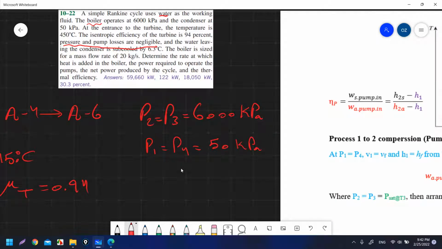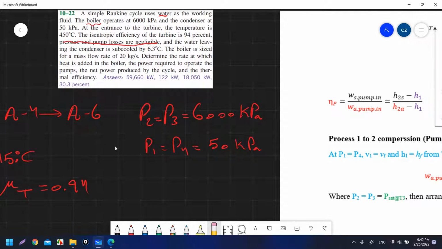There are other things that we neglect. The water leaving the condenser is subcooled by 6.3 degrees Celsius. What is the meaning of this sentence? We will see, let's keep it to the end. The boiler is sized for a mass flow rate of 20 kilogram per second. So the mass flow rate m dot is equal to 20 kilogram per second, and this is a closed cycle.